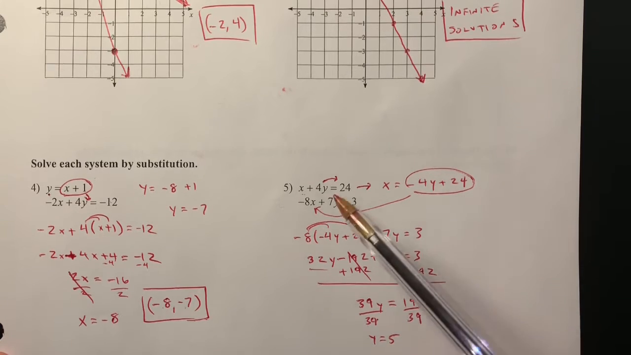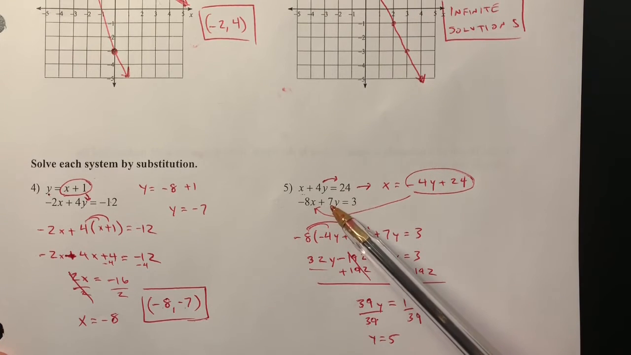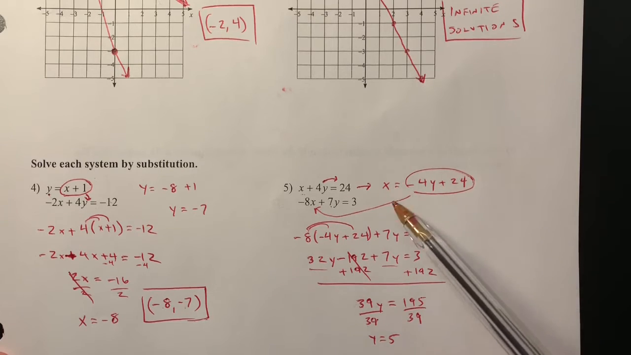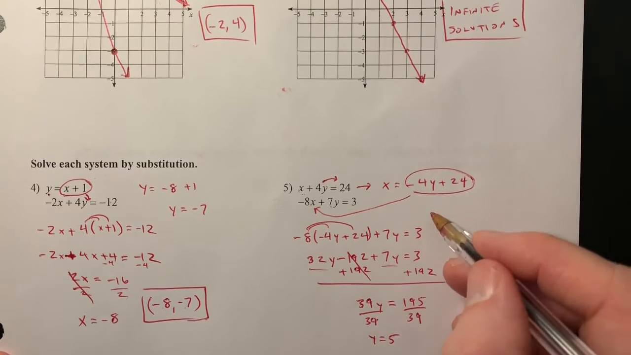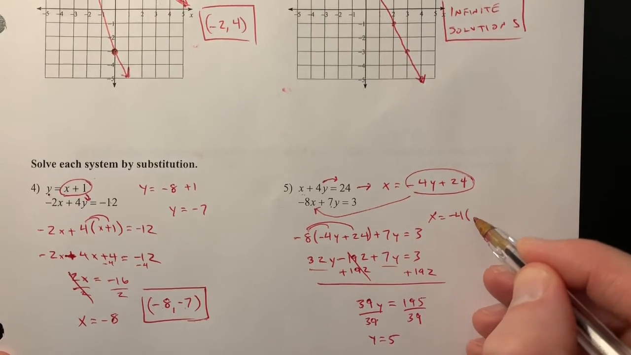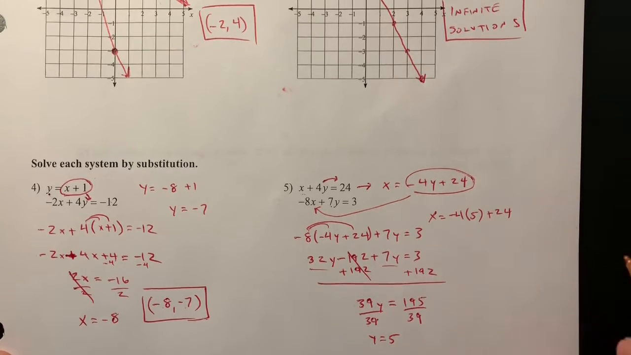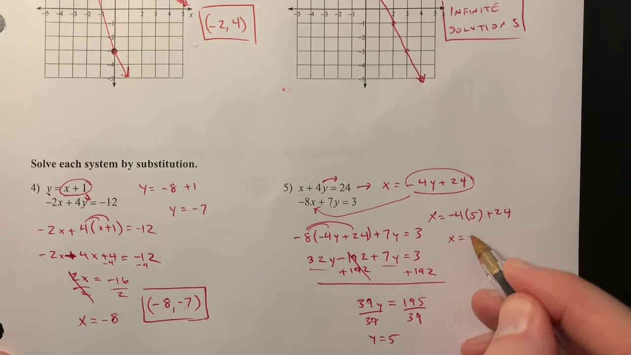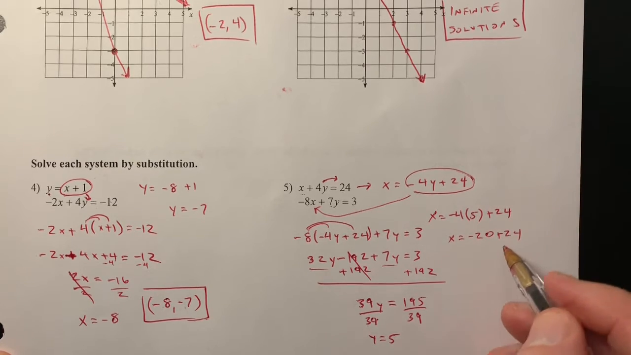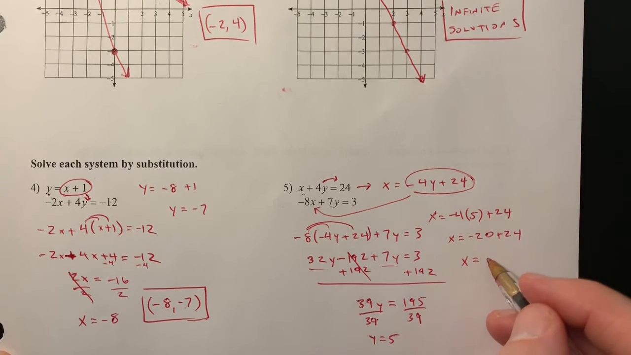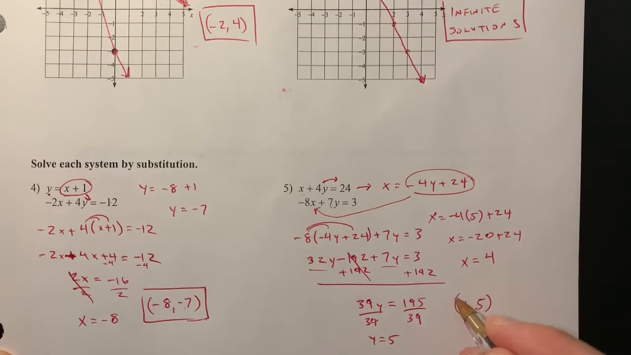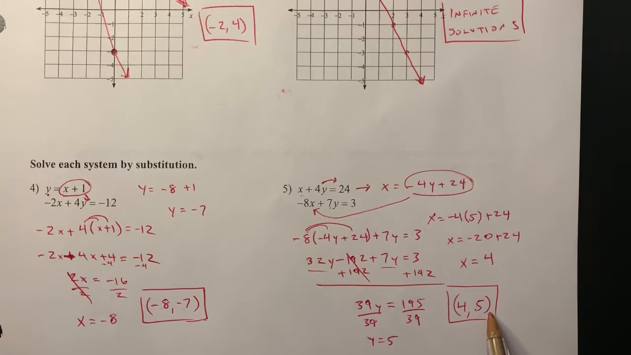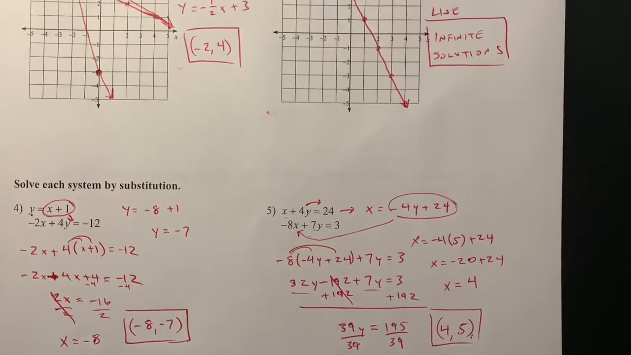I can substitute that into this original equation. I can even substitute it right here. I think that's going to be the easier route. So I'm going to put it right in here. x equals negative 4 times 5 plus 24. So that's x equals negative 20 plus 24. Negative 20 plus 24 is 4. So we get a solution of (4, 5), and again, it's a good idea to plug those into both of the two original equations to make sure the solution is correct.